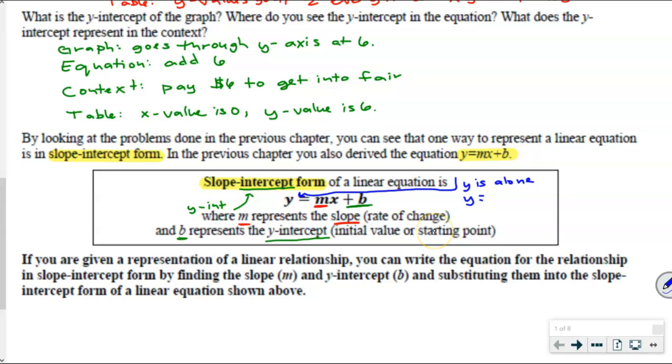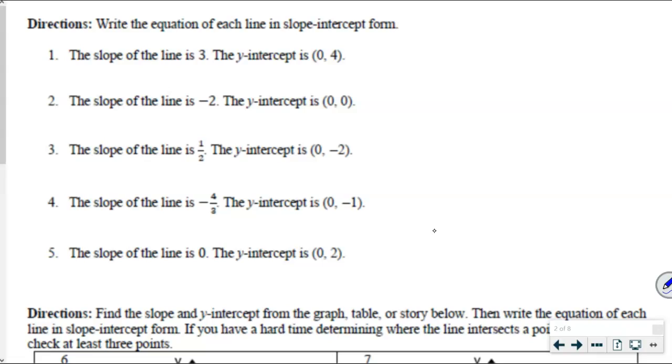So let's put this to practice. I'm going to abstract this a little bit more. Sometimes when we have all those representations and we have a story, it makes it really easy, but can you still write the equation when I take away all of those contextual cues? I just tell you the slope of the line is 3 and the y-intercept is 0, 4. Can you write the equation of that line? Give it a try with your groups.